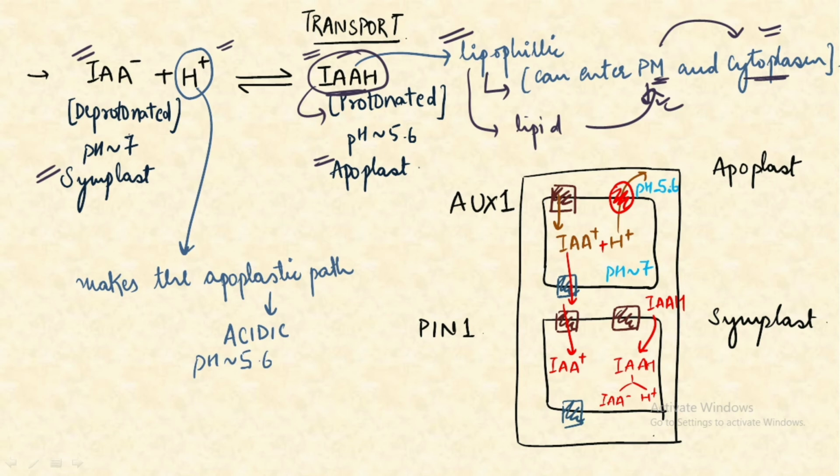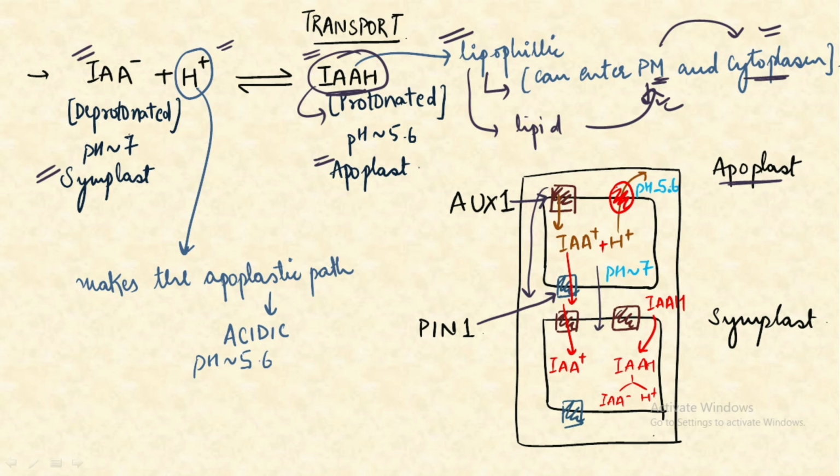As you can see in the figure, we have two cells. We'll understand the transport with the help of these two cells. So we have AUX1 at the apex and PIN1 at the base. Apoplast is the method by which the movement takes place via the cell membrane, and symplast is the process by which the transport takes place via the plasmodesmata.